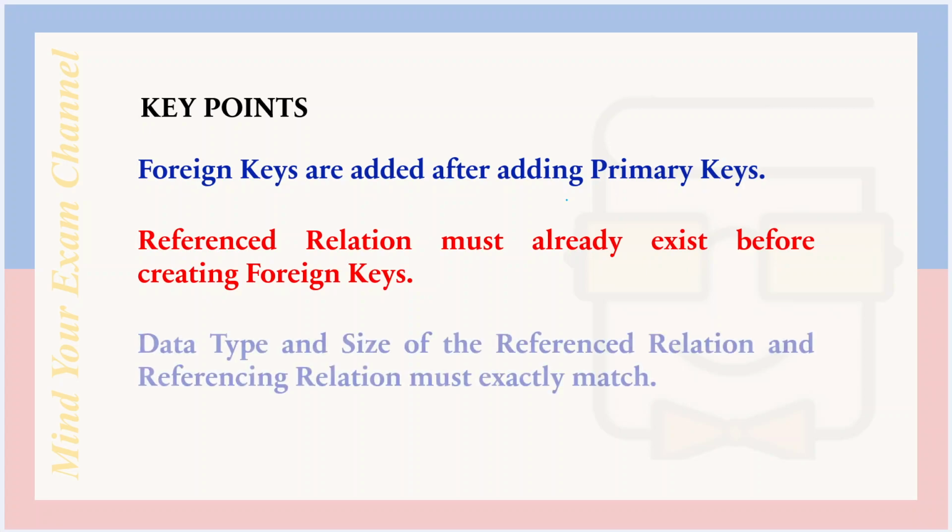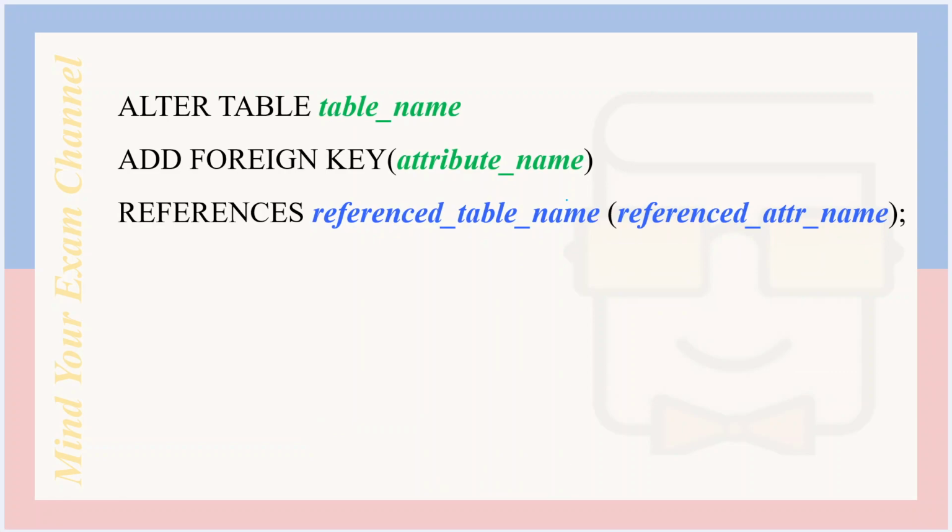The last point is that the attribute in the relation that is referencing the primary key of another table should have exactly the same data type and size. That means the data type and the size of the primary key should exactly match the data type and size of the foreign key. Let's see the syntax of adding a foreign key.